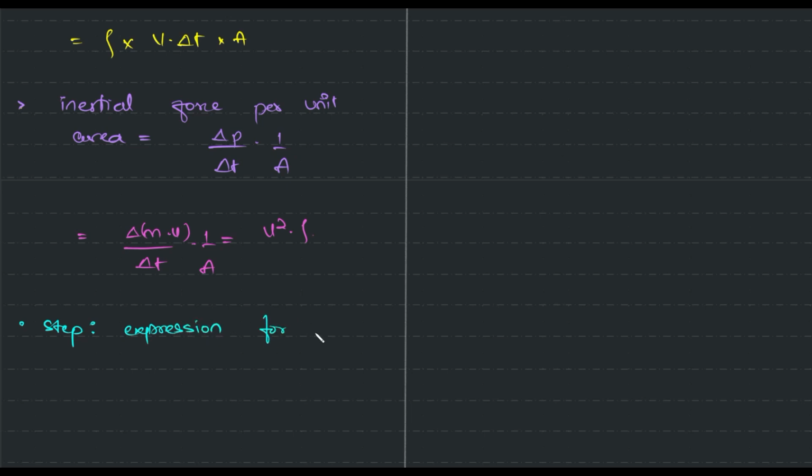Expression for viscous force per unit area. This is given by eta v by D. Okay, so this we have already derived. So now what we have to do is divide 1 by 2. Let's see what we get.